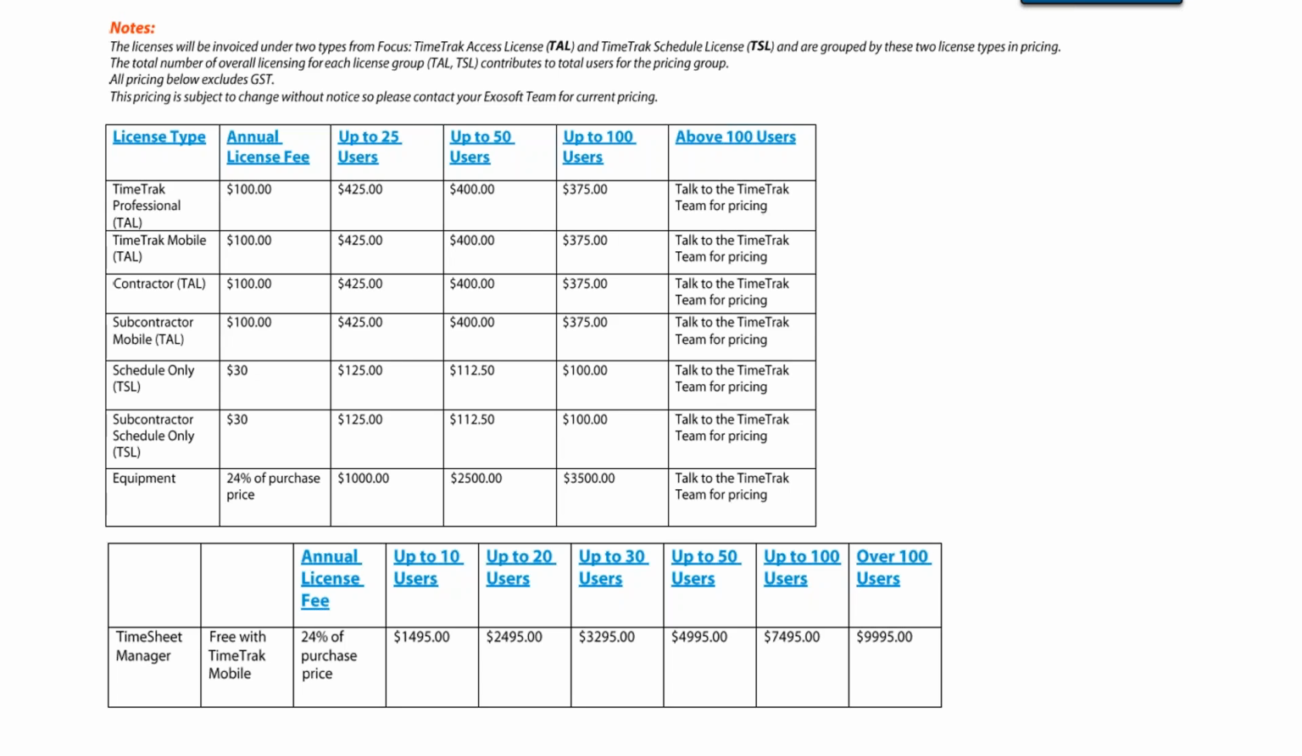So the model's changing in that we have different licensing up to the number of users. That up to a number of users is the number of total users across the whole product. So if they are both professional and mobile, say you've got 3 professional, 20 mobile, we count that as 23 licenses. Timesheet Manager still has its original licensing.